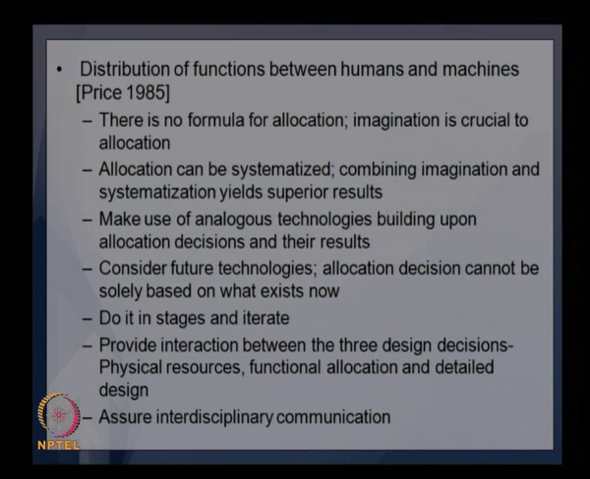And finally, assure the interdisciplinary communication. Again, in allocation there will be multiple disciplines, multiple domains involved in the system. So, the communication between these disciplines or domains becomes very important. We need to make sure that the function allocation actually takes care of the interdisciplinary communication and ensure that there are ways to communicate between these domains, or there is a common vocabulary or a common strategy for communication between these domains.